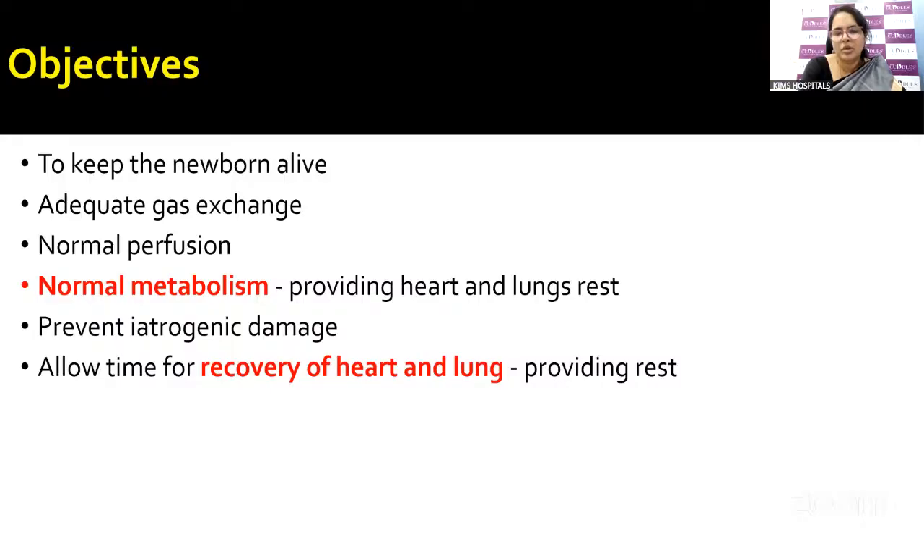Ensure normal metabolism by providing the heart and the lungs rest. And while doing all this, it is important to prevent iatrogenic damage, or to cause the least possible iatrogenic injury, and allow sufficient time for recovery of the heart and the lung.